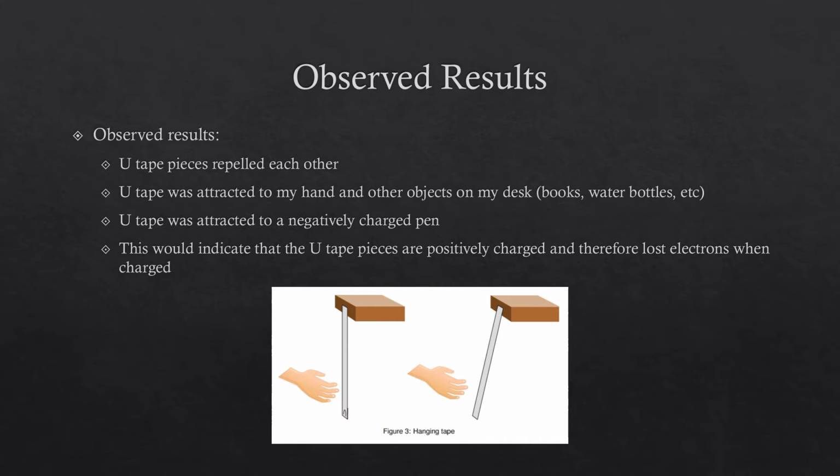From the prior experiment, I observed that the U-tape pieces repelled each other, and that they were attracted to my hand and other objects on my desk, as well as a negatively charged pen, indicating that the U-tape pieces are positively charged and therefore lost electrons when charged.